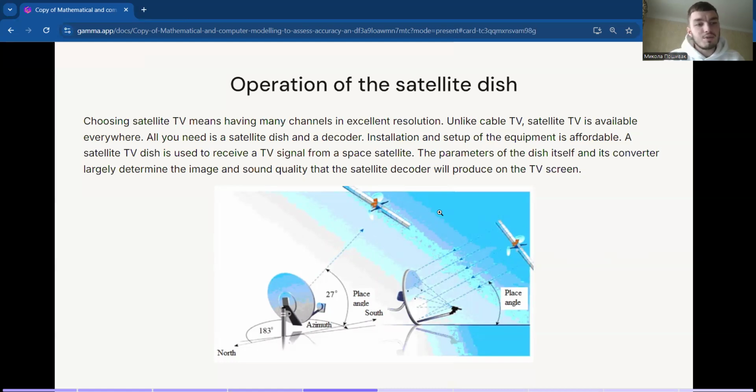A satellite TV dish is used to receive a TV signal from a space satellite. The parameters of the dish itself and its converter largely determine the image and sound quality that the satellite decoder will produce on the TV screen.